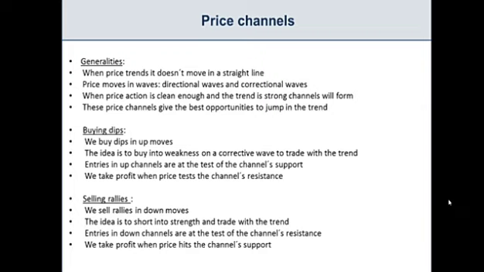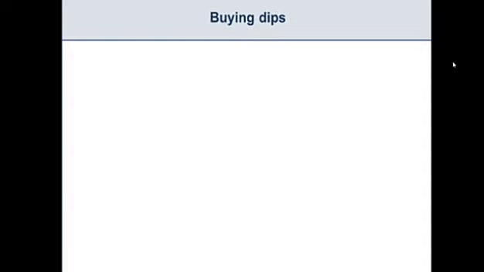This is when price is trending in a down channel or when price is trending down. We are going to wait for price to rally into the channel's resistance, or to correct up and hit the channel's resistance, and then we will get a short opportunity and take profit when it hits the channel support. Now let's go through some examples so we can better see what we're talking about.